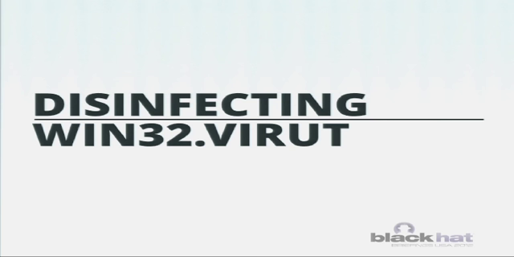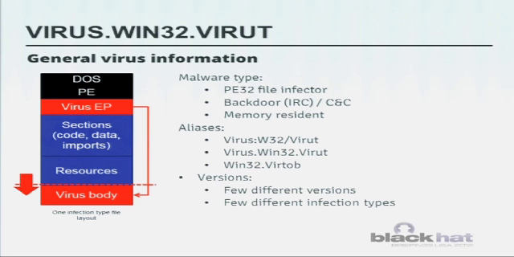So Virut. Virut is one of those polymorphic viruses which is really complex. The sample I'm going to show you today is one of those really complex viruses, and I'm going to show you how it works and how we created a disinfector for it. So what is Virut? Virut is a portable executable file infector. It has a backdoor, it's memory resident, it has a couple of aliases, it has a few different versions. So we selected just one version for the purpose of this talk, and we created a disinfector for it. That's going to be included with the SDK itself.